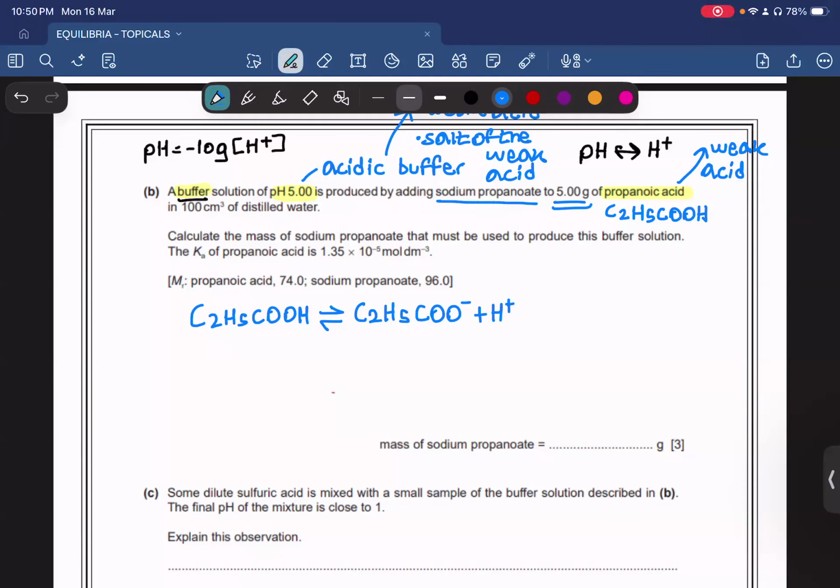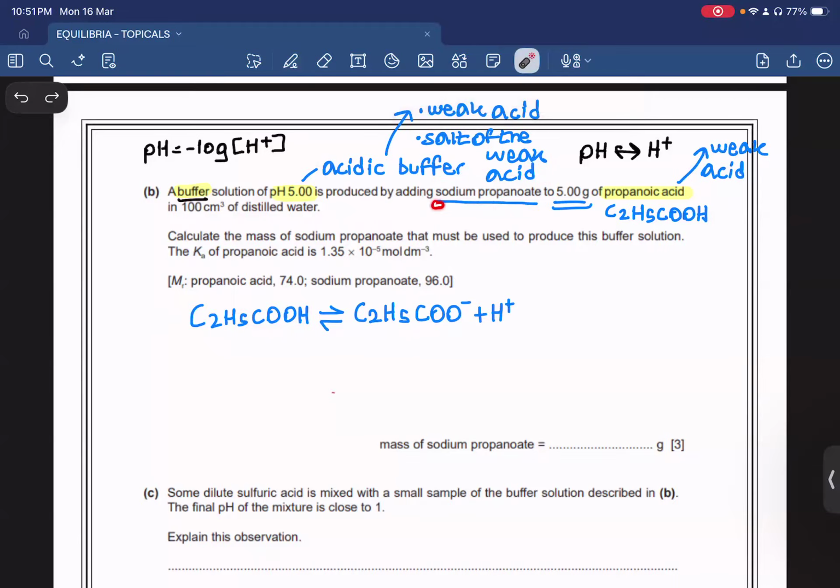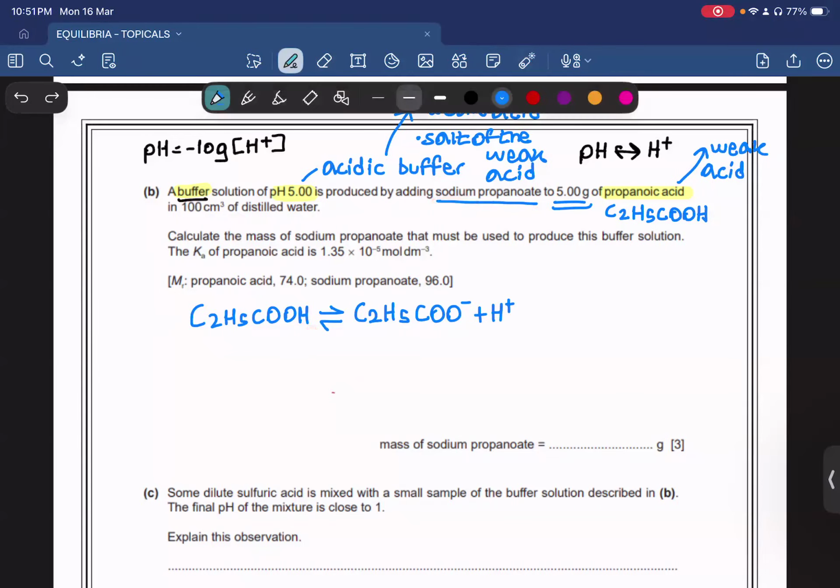Okay, now we have already dissociated the weak acid. Let's now ionize or dissociate the salt of the weak acid. What's the salt? Sodium propanoate. How do we write down sodium propanoate? The only difference is that instead of the H, just write down the metal, so in this case, Na. Everything else remains the same. So C2H5COONa. Simple.